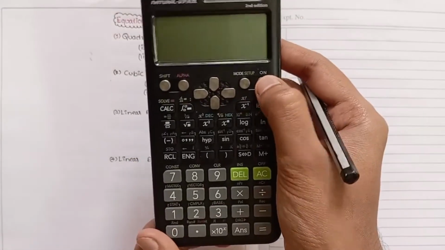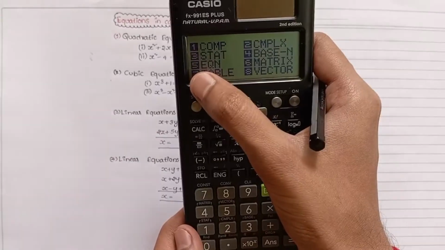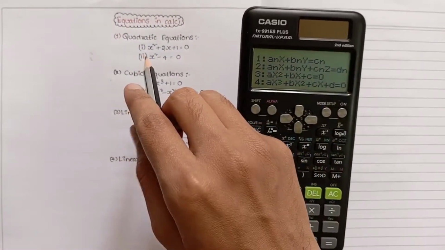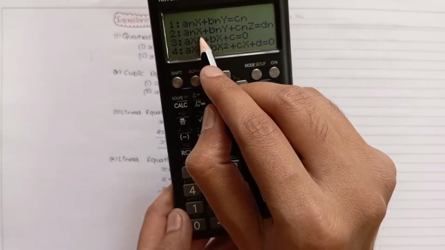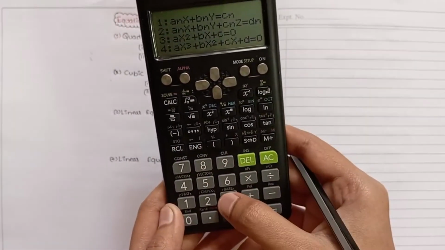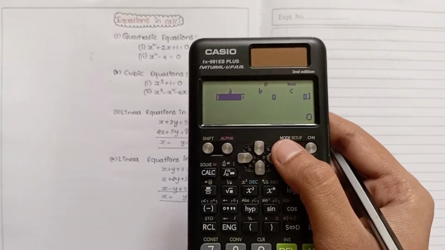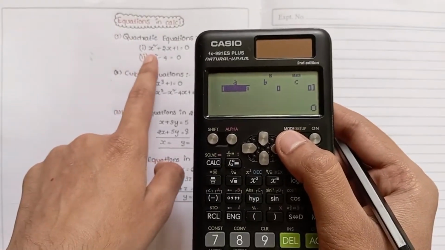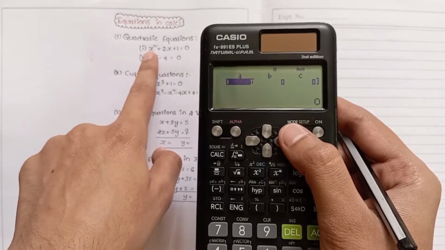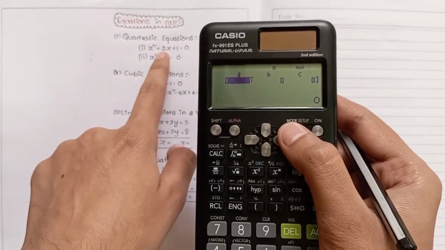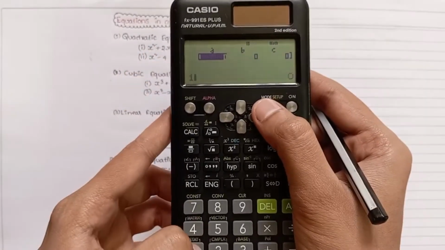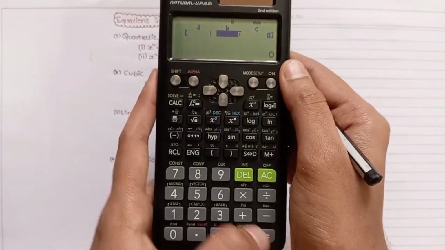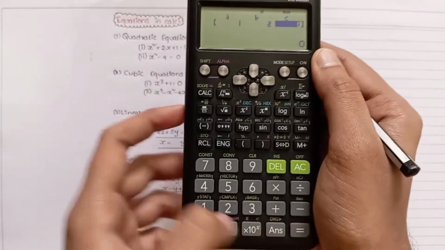First we have to press the mode button and select the equation option 5. The first one is quadratic, so we select the third option, which has degree 2. Now we give the values: coefficient of x square is 1, coefficient of x is 2, constant value is 1. So 1 equal, 2 equal, 1 equal.